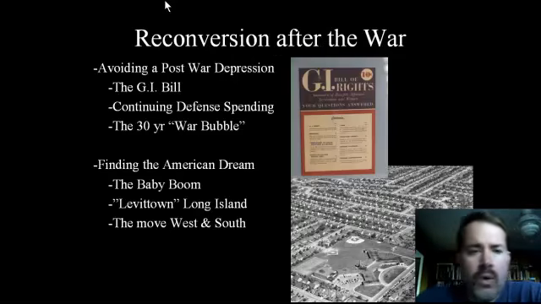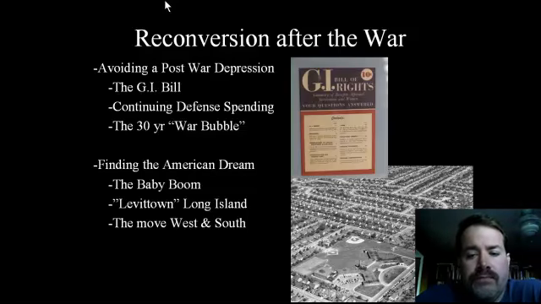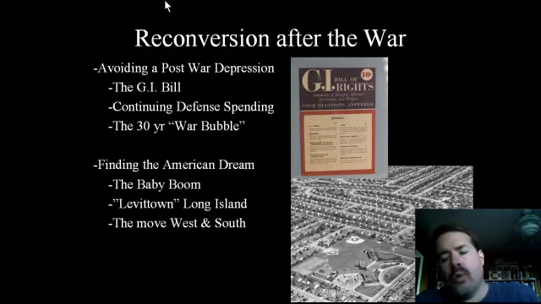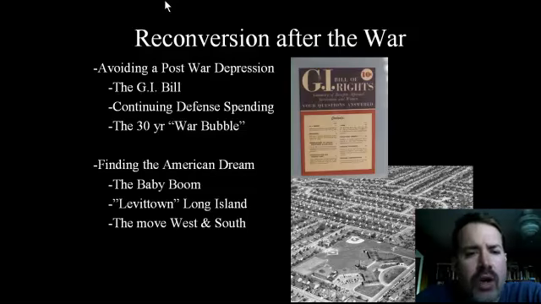Now, one of the big worries of both Americans in government, but also Americans in general, was that the end of World War II was going to bring on a post-war depression. Most wars have some economic dislocations. World War II was especially hair-raising for Americans because they'd just gotten done going through the Great Depression. Was the war and the growing war economy just a fluke? Was the Great Depression going to return? Was the war going to make the Great Depression even worse?